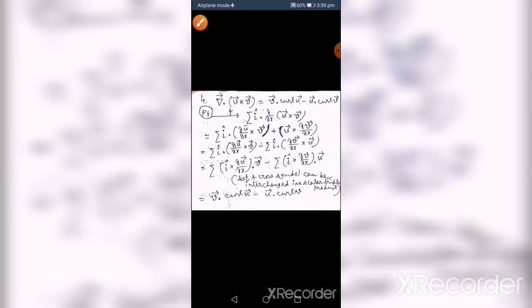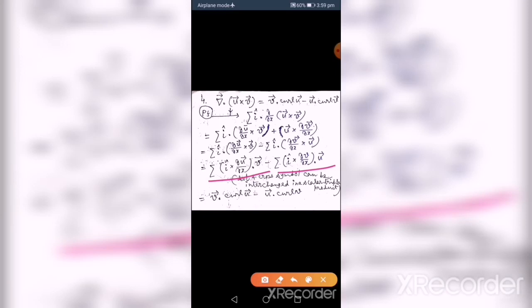So we obtained v dot curl u, dot product can be interchanged, minus u dot curl v. Therefore, del dot u cross v equal to v dot curl u minus u dot curl v.